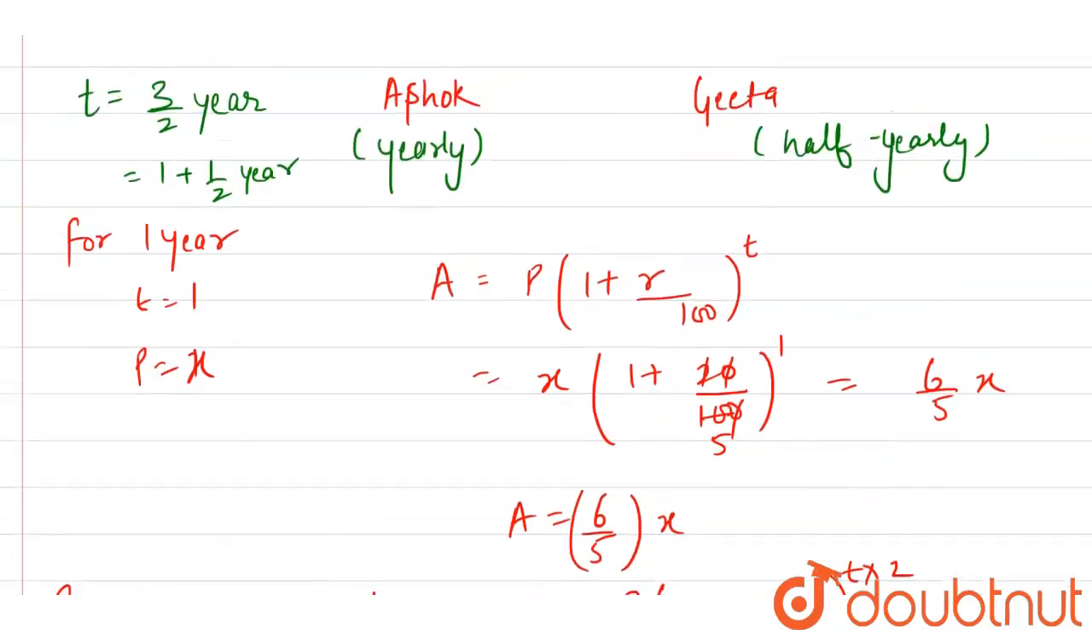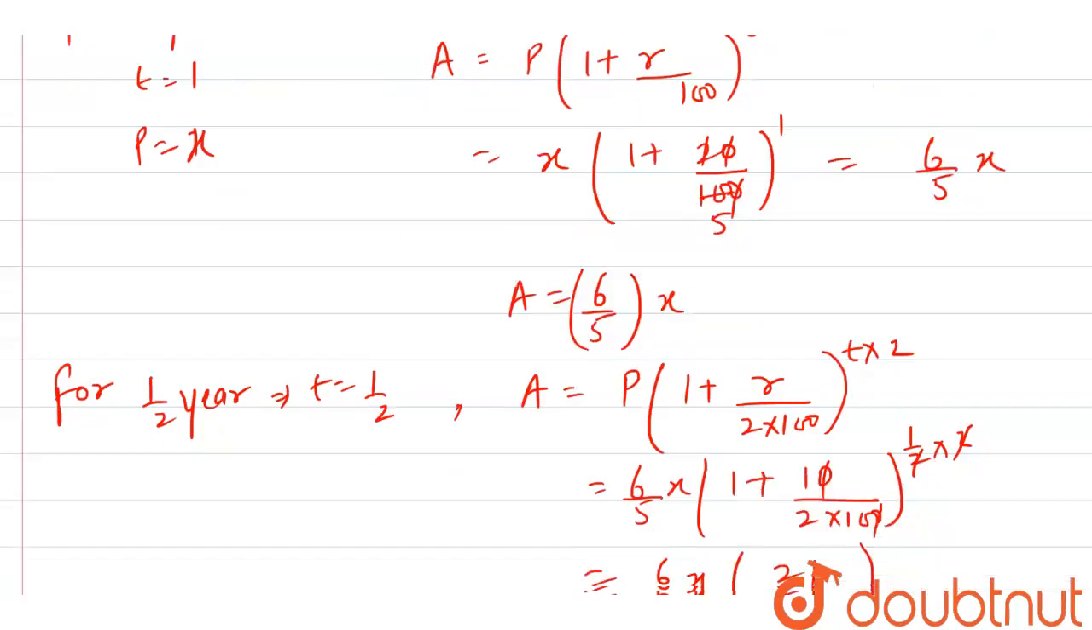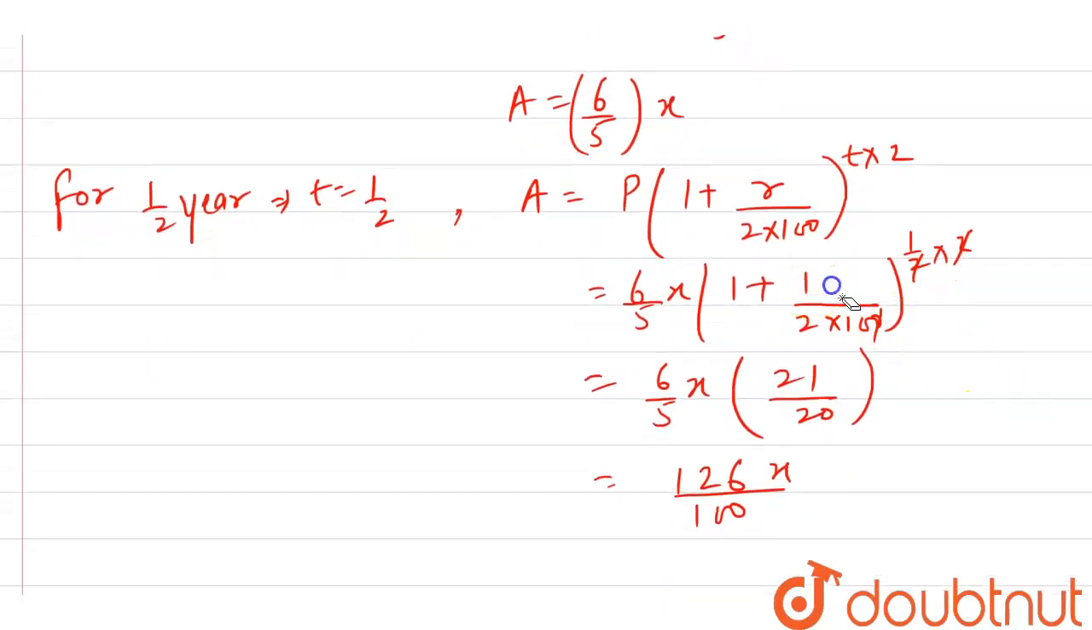Here, as we have been given that R, that is the rate, is 20%, so let's put R as 20%. This will become 20 by 2 into 100. Now this 0 gets cancelled with this 0, and this 2 gets cancelled with this, so it is 10 into 1, that is 10 plus 1, that is 11 by 10 whole raised to power 1.